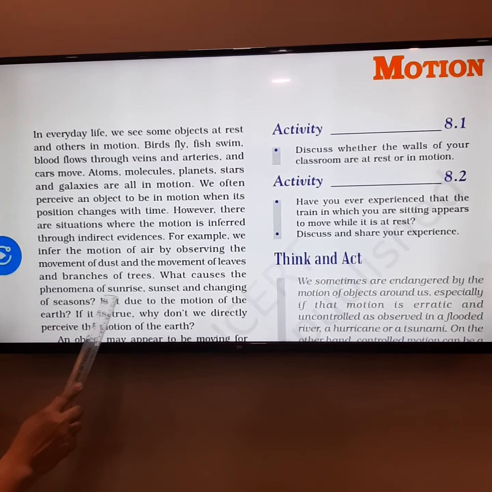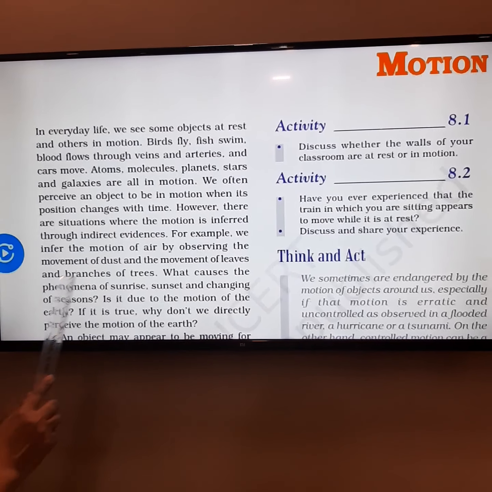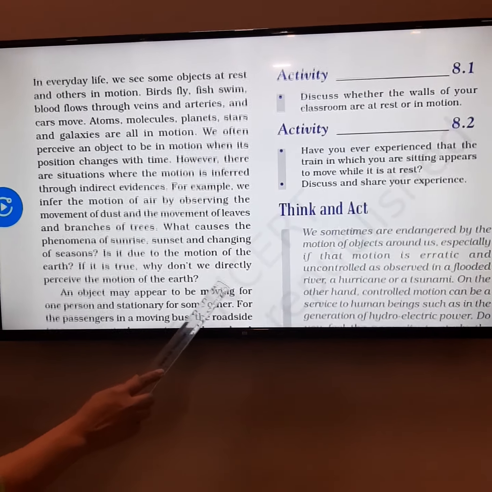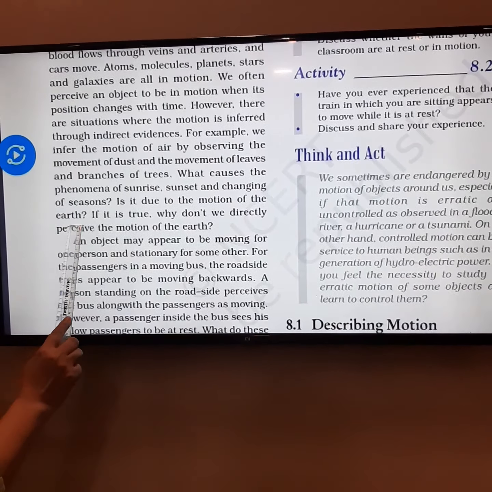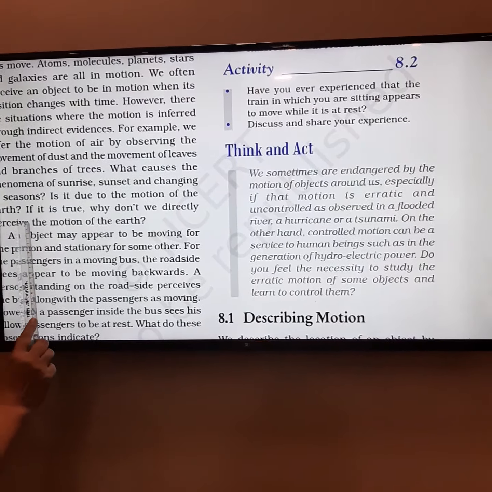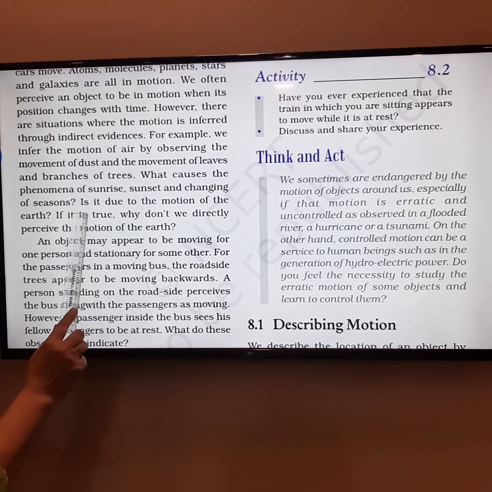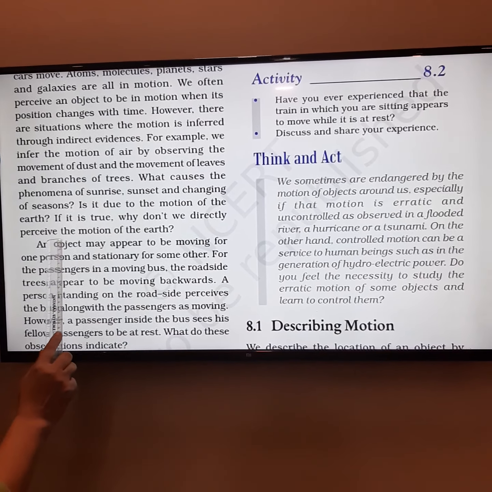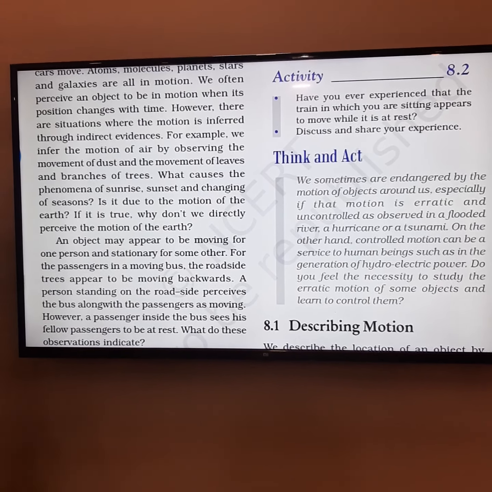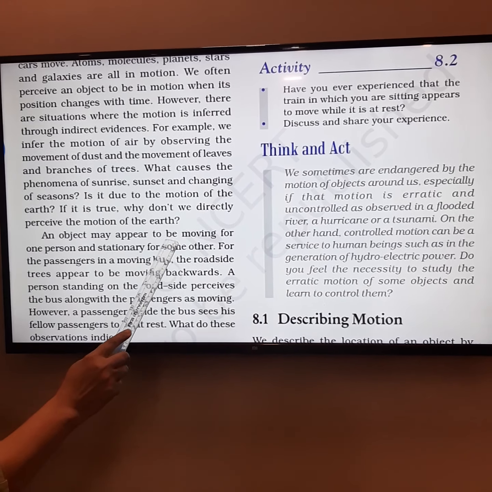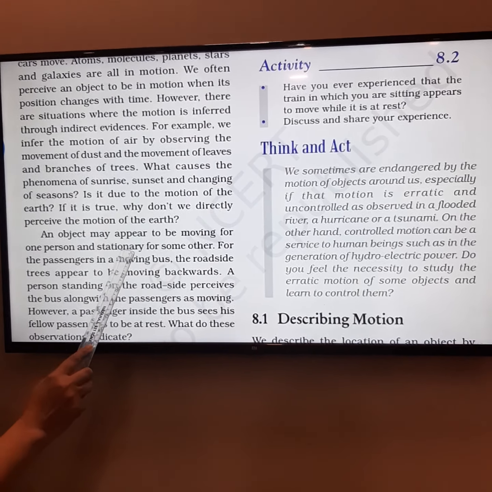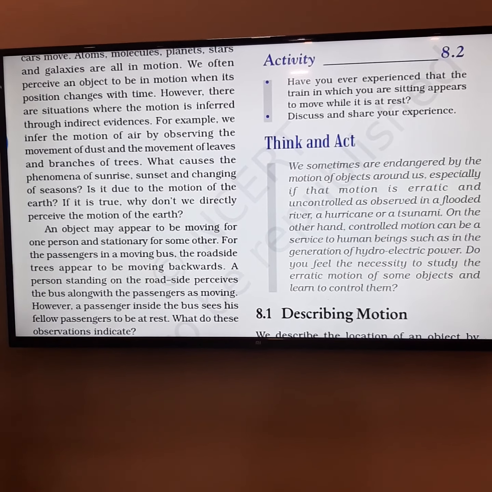What causes the phenomena of sunrise, sunset and changing of season? It is all due to the motion of the earth. If it is true, why don't we directly perceive the motion of the earth? An object may appear to be moving for one person and stationary for some other.